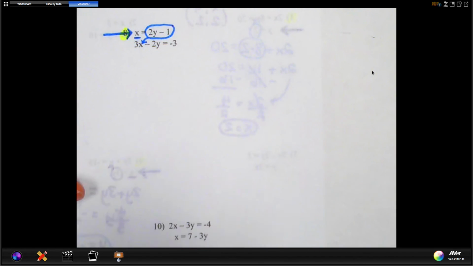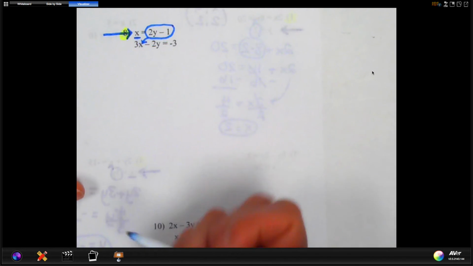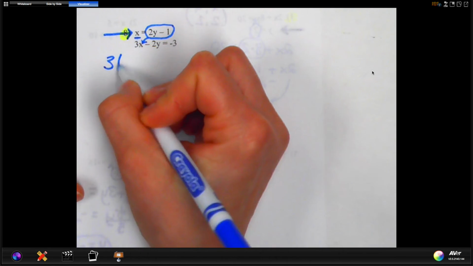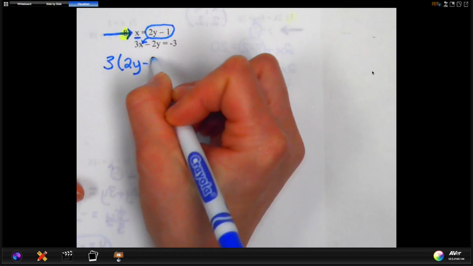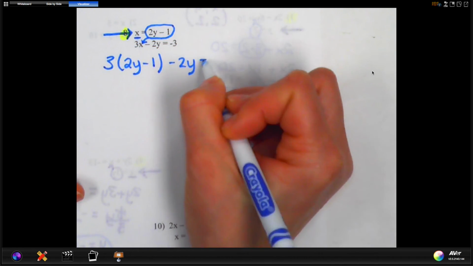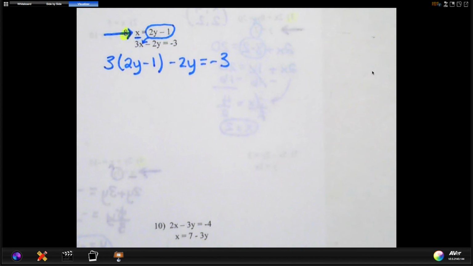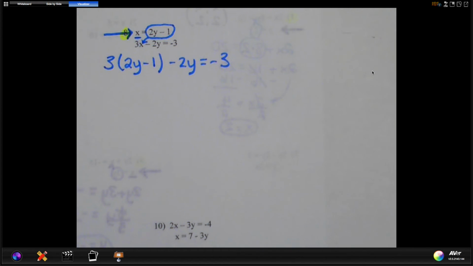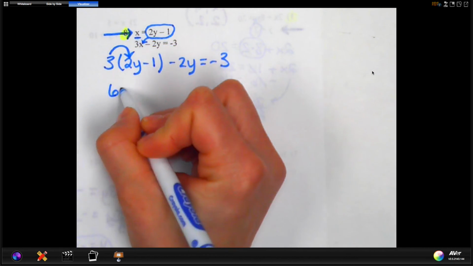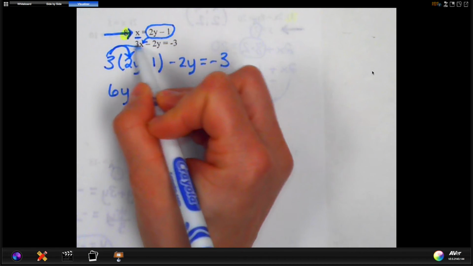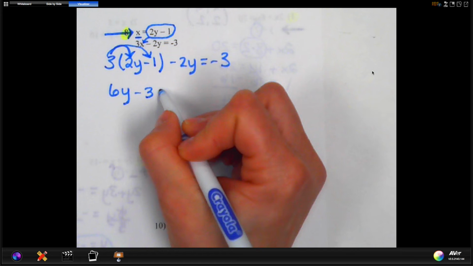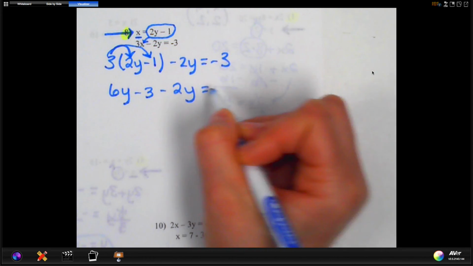Since we have this big old equation here, we need to use parentheses. So I'm going to start with the 3, and then instead of x, I'm going to do parentheses 2y minus 1. Then I'm going to write the rest of it. Minus 2y equals negative 3. All right, again, I have parentheses, so I need to distribute. So 3 times 2y gives me 6y. 3 times negative 1 gives me negative 3. The rest I can bring down. Minus 2y equals negative 3.